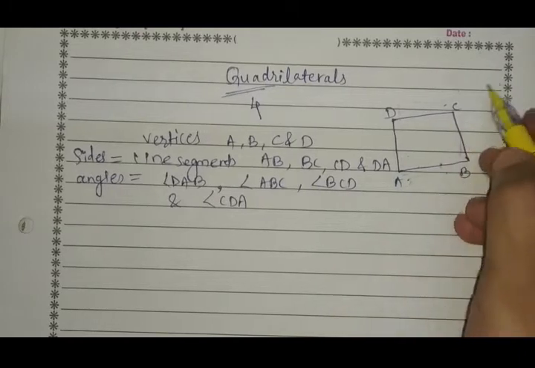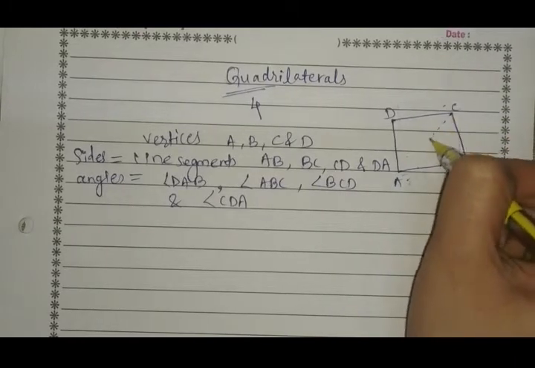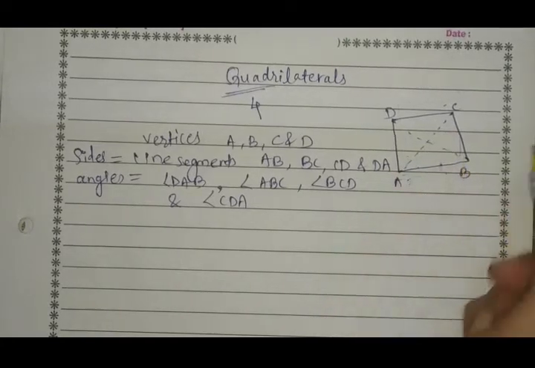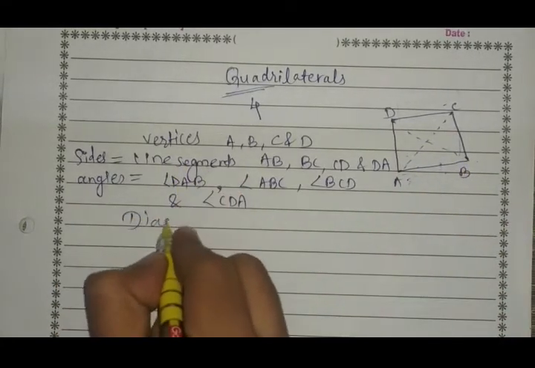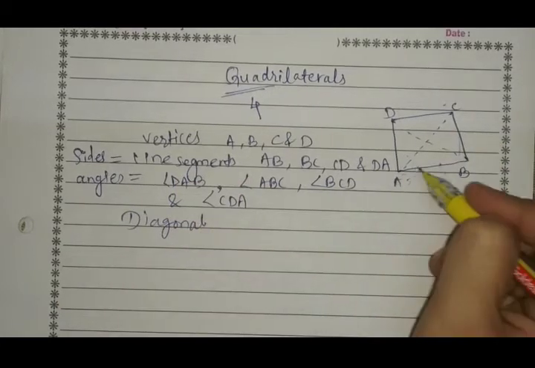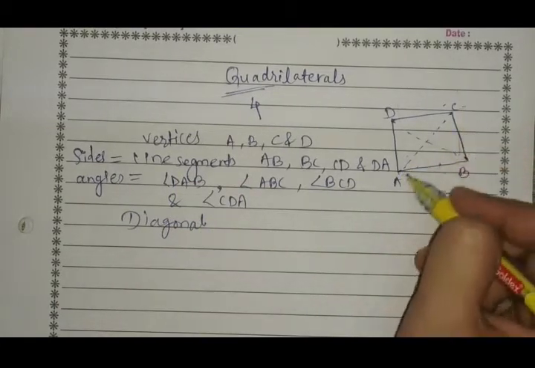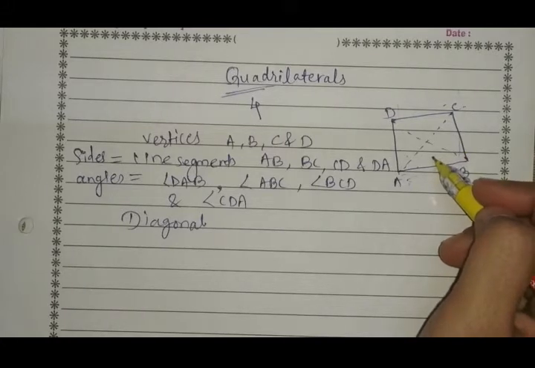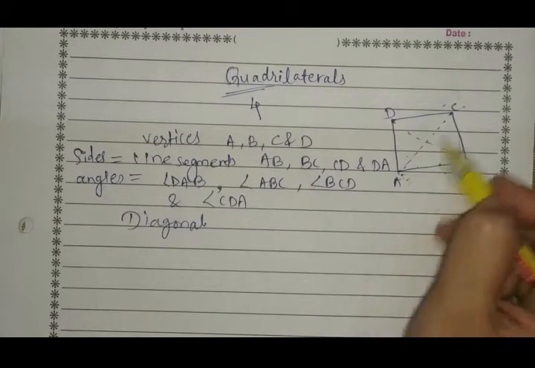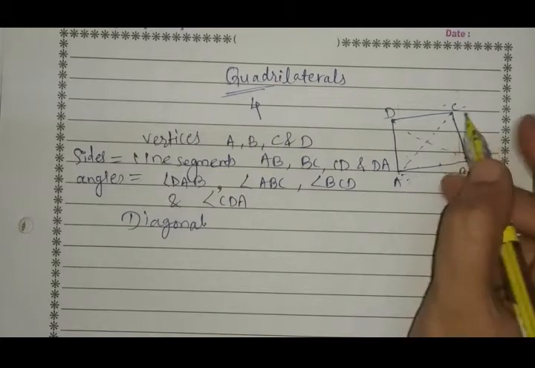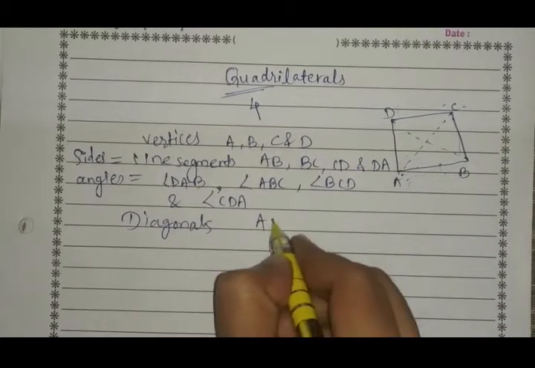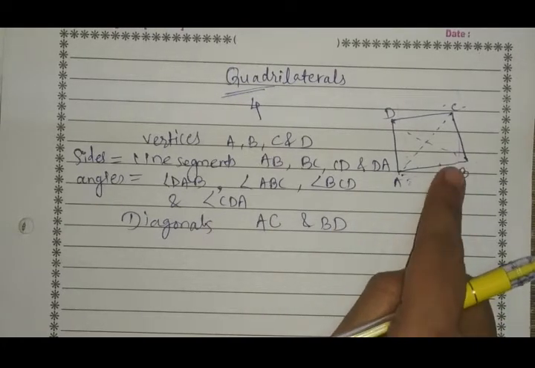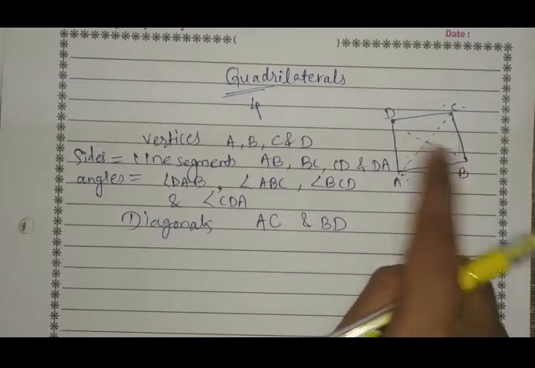Again, if you join A and C, this is going to be its diagonal. If you join points B and D, it's also a diagonal. So a diagonal is a line segment which joins two non-adjacent points, two non-consecutive vertices, like A and C here. So the diagonals are AC and BD. This quadrilateral ABCD has two diagonals, AC and BD.